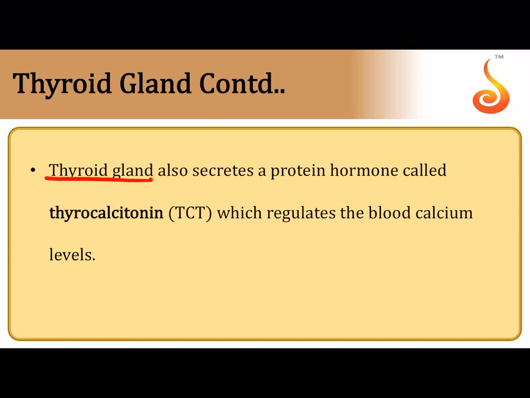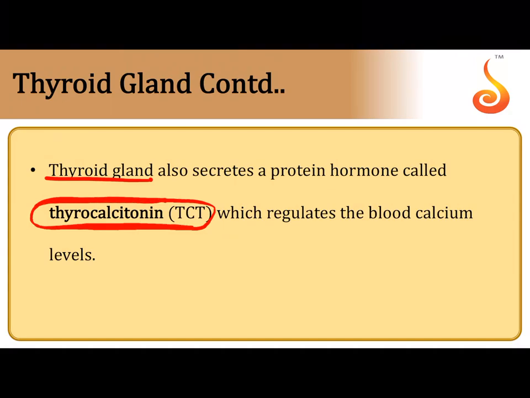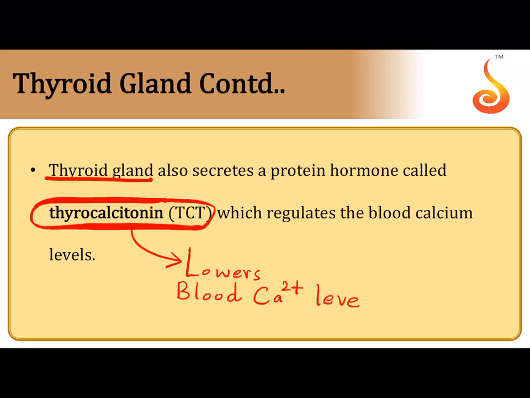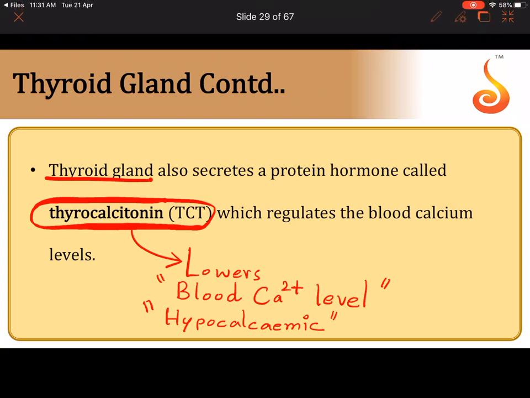In the thyroid gland, other than the follicle cells, there are other cells which are referred to as the C cells, or parafollicular cells, and they secrete a hormone that is referred to as thyrocalcitonin. This thyrocalcitonin plays a very important role in regulating the blood calcium level. Please remember, it lowers the blood calcium level. So it is called the hypocalcemic hormone. Why is it called the hypocalcemic hormone? Because it has a lowering effect on the blood calcium level.